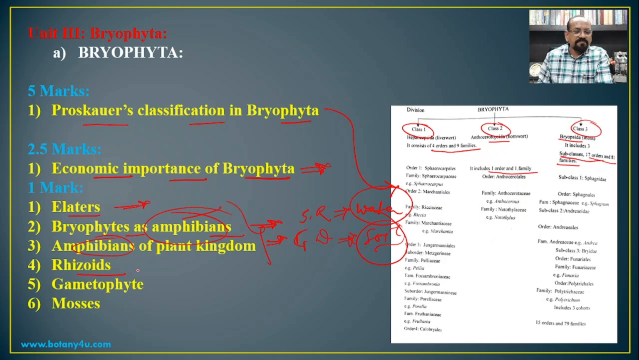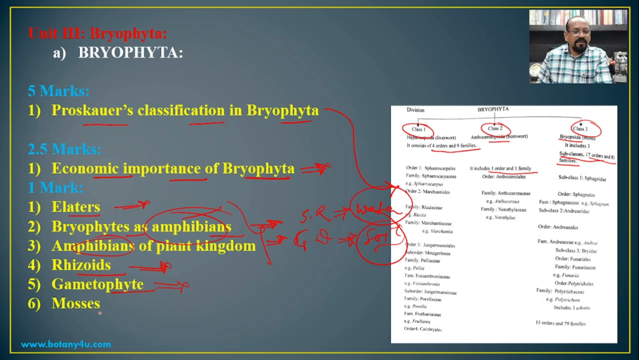Then rhizoids are root-like structures but not roots. They develop from the ventral side of the thalli and are responsible for anchoring the plant body, as well as being involved in the absorption of water and minerals from the soil. Then gametophyte. Basically the dominant phase of the bryophyte is the gametophyte, which is involved in the formation of the male as well as the female reproductive organs, that is antheridia and archegonia respectively.